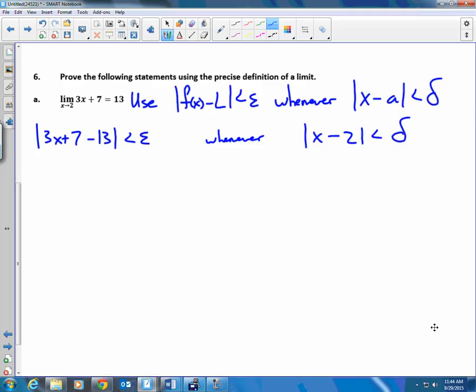Okay, hope you had a good lunch. Here we are. We're trying to prove using the definition. This is the definition. So this is the first part to getting started.